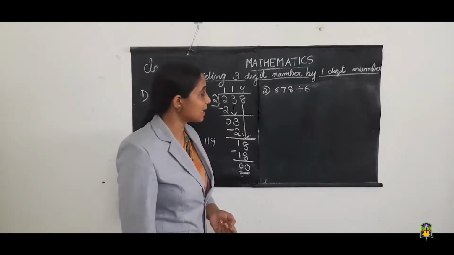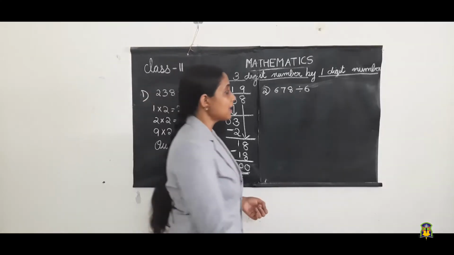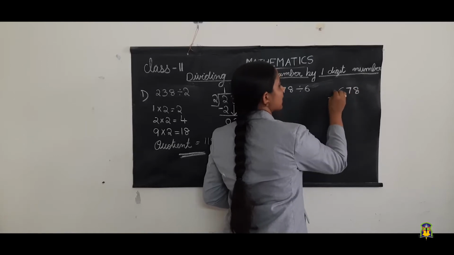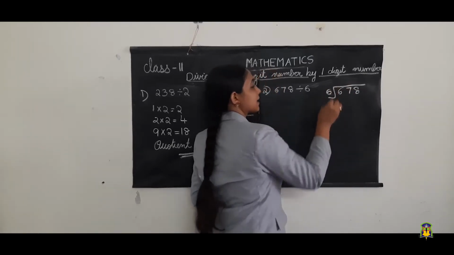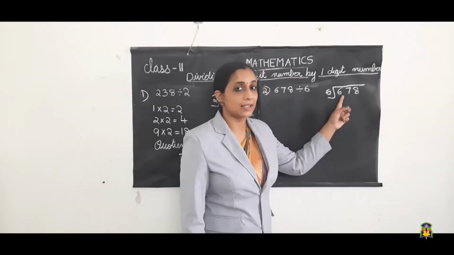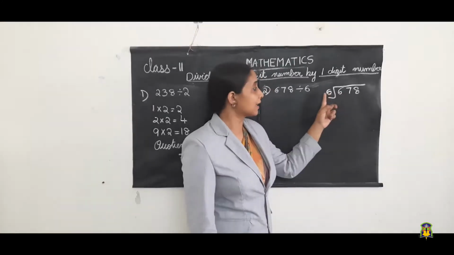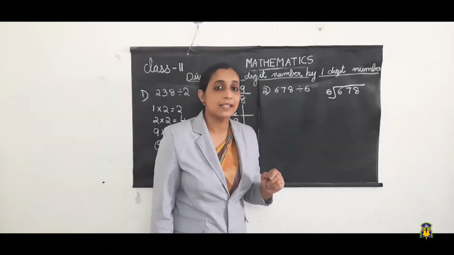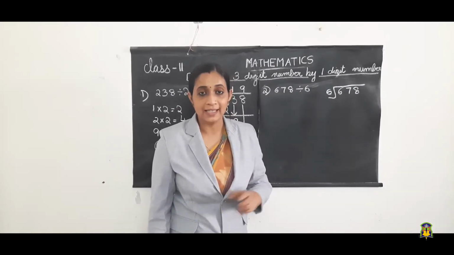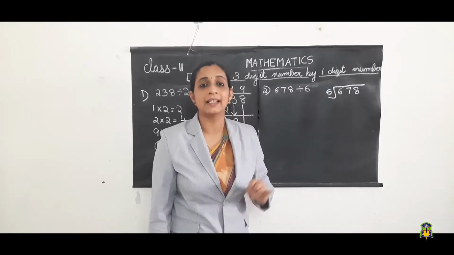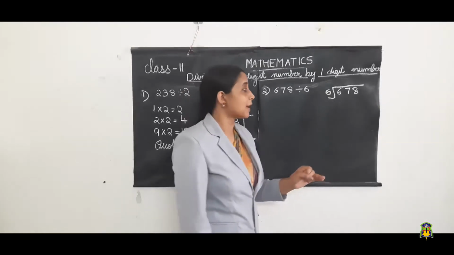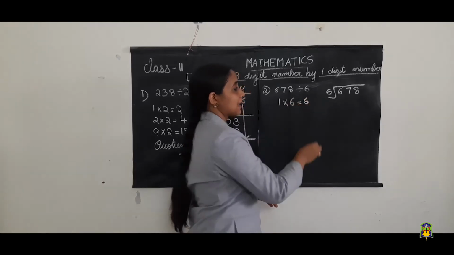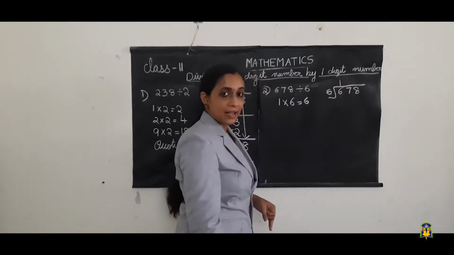That is 678 divided by 6. Again we are taking the digit at the hundreds place, that is 6, and the divisor is 6. So we can divide. Let us recite the table of 6. 1 6 is 6, 2 6s are 12. So how many times is 6 in 6? 1 time 6 is 6. So we write 1 here in the hundreds place.